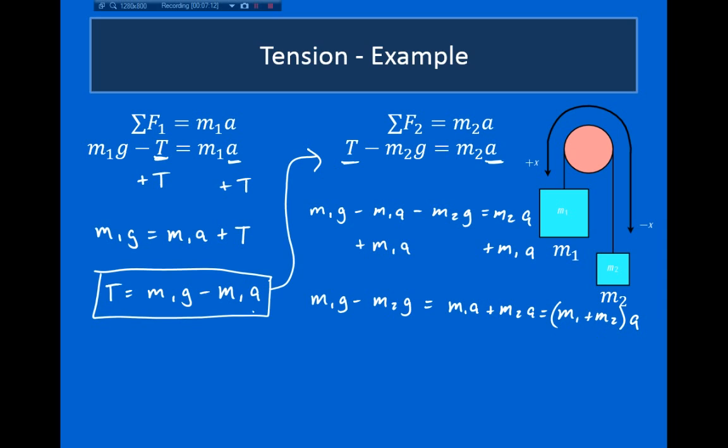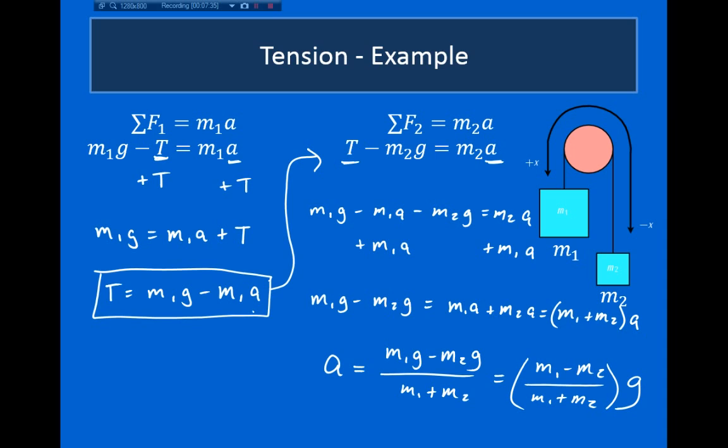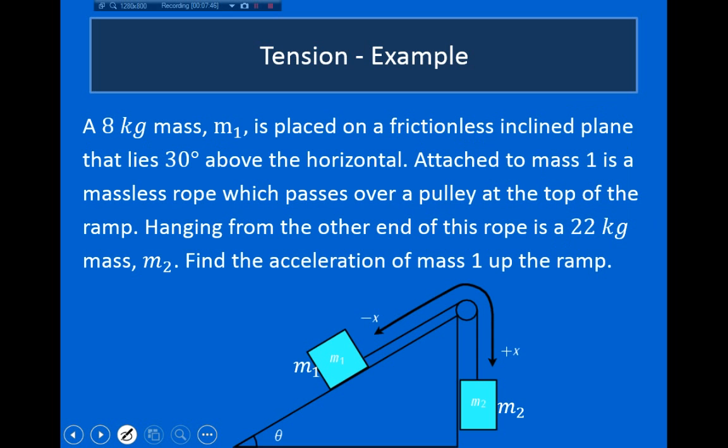So dividing both sides of the equation by m1 plus m2, I can see that my acceleration is equal to (m1g minus m2g) divided by (m1 plus m2), or (m1 minus m2) divided by (m1 plus m2), all of that times g. So this is the acceleration of an Atwood machine in terms of the masses and the acceleration due to gravity. Moving on to the next example.